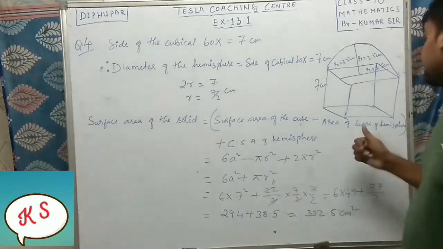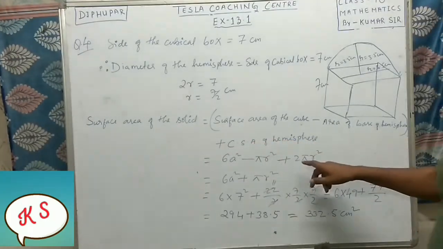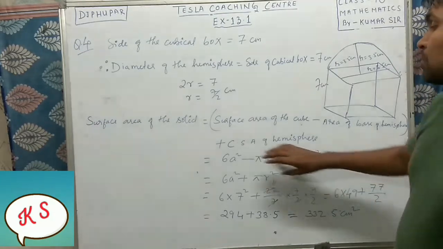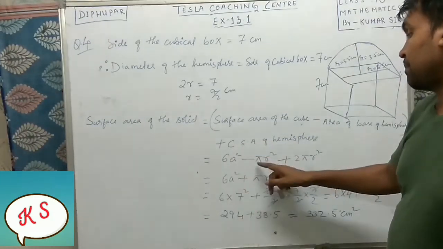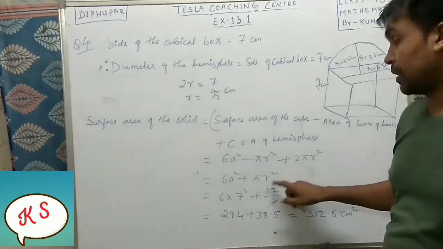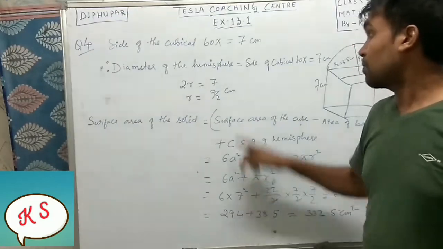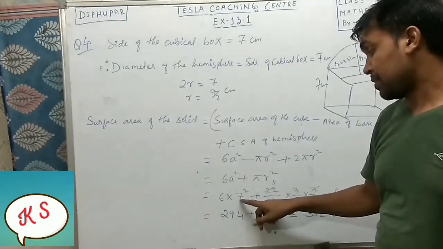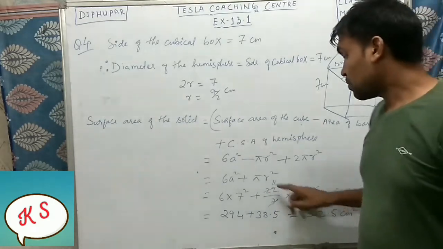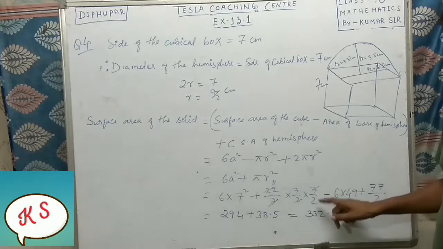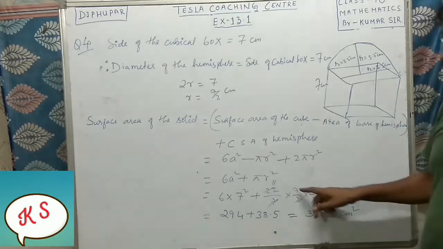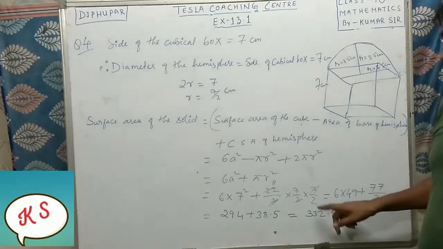Plus curved surface area of the hemisphere, which is 2 pi r square. So 6a square minus pi r square plus 2 pi r square gives pi r square. So 6a square plus pi r square, where a is 7. We have written 7 square plus pi, 22 by 7, into r, 7 by 2, into 7 by 2. So 2 and 22 cancel 11 times, 7 and 7 cancel. What is left? 11 into 7 by 2.